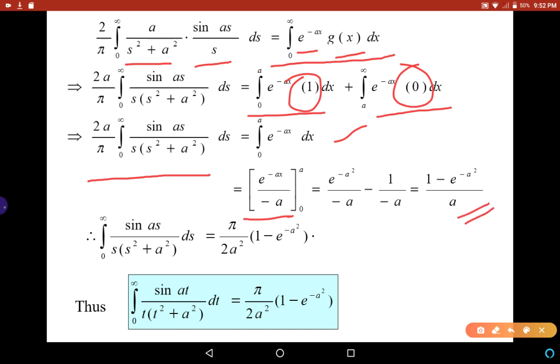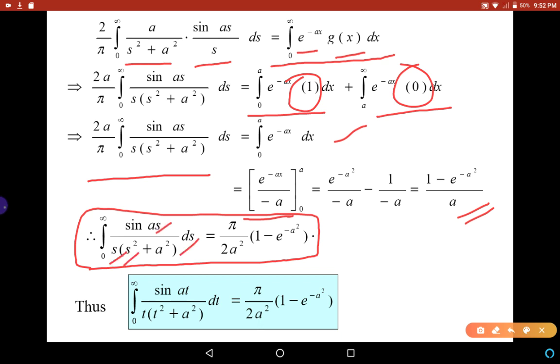Therefore, we obtain integral 0 to infinity sin as by s into s square plus a square ds is equal to pi by 2a square into 1 minus e power minus a square. Now by replacing s with t, we get integral 0 to infinity sin at by t into t square plus a square dt is pi by 2a square into 1 minus e power minus a square.